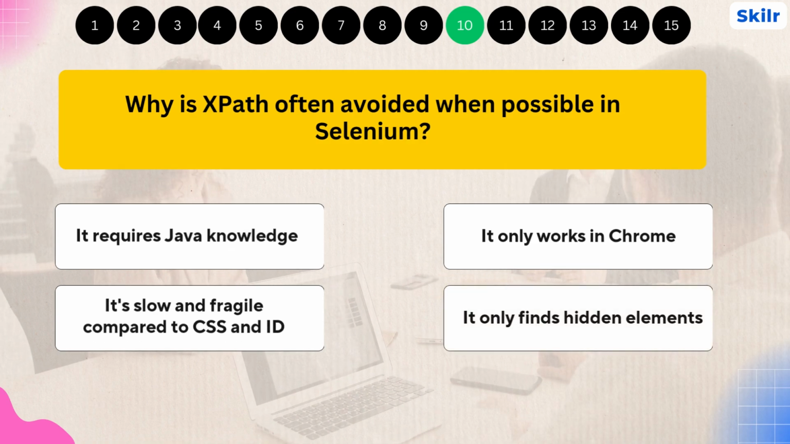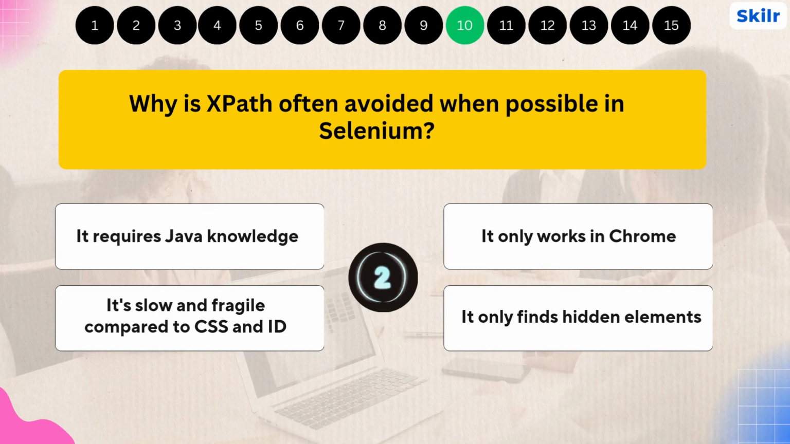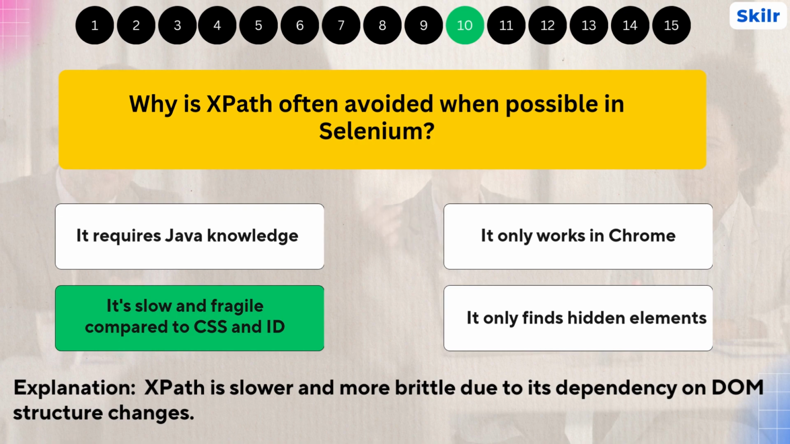Question 10. Why is XPath often avoided when possible in Selenium? The correct answer is it's slow and fragile compared to CSS and ID. XPath is slower and more brittle due to its dependency on DOM structure changes.